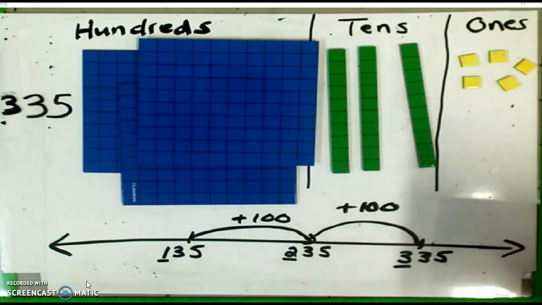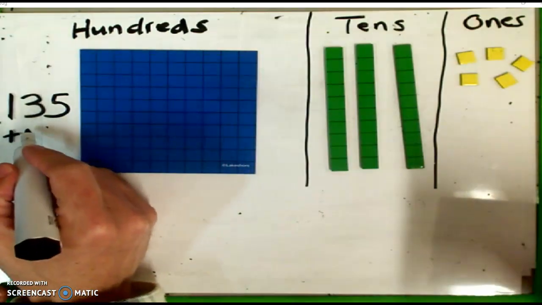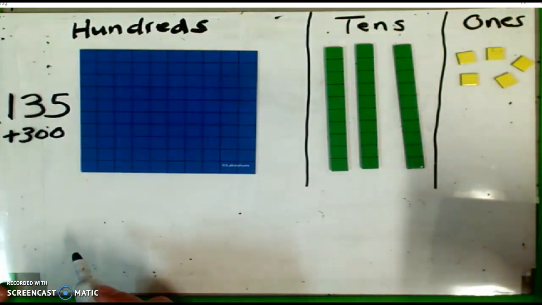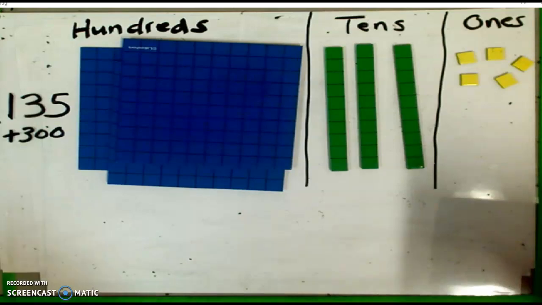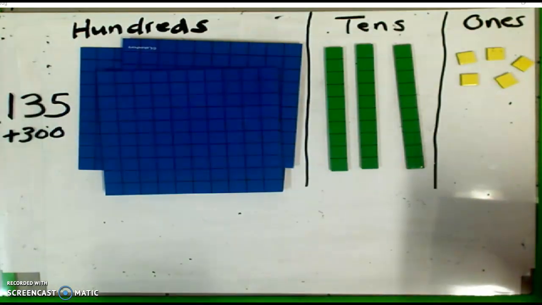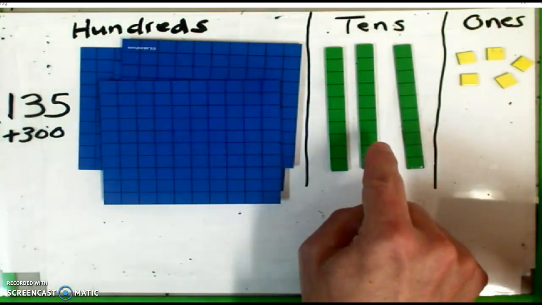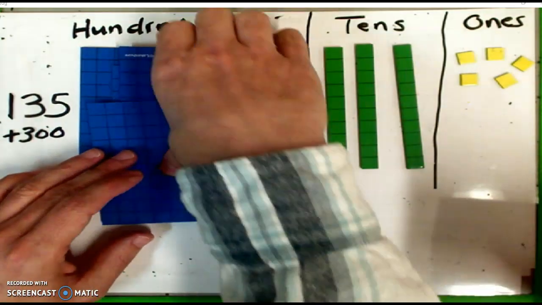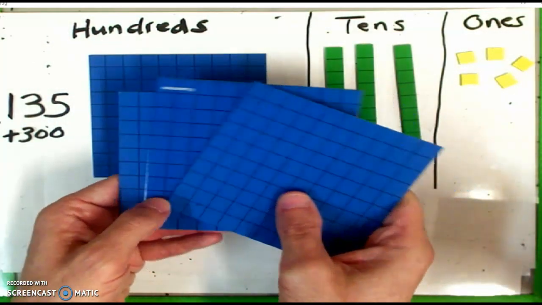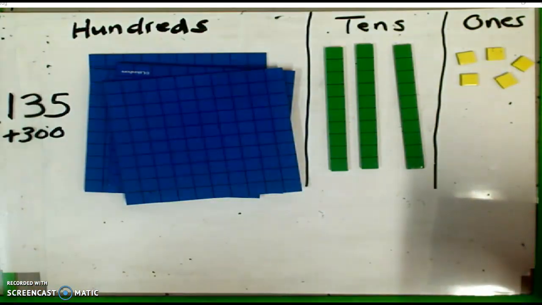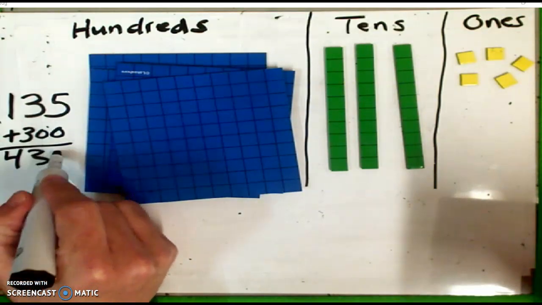Okay? So let's take a look at that again. We're back at 135. What if I were to add, I don't know, 300? So I'm going to add 100, 200, 300. Now I didn't do anything to the tens place or the ones place, right? So how many hundreds do I have? Well, I have the one that I started with, plus 3 more gives me 4 hundreds. That makes sense. So 135 plus 300 would give me 435.